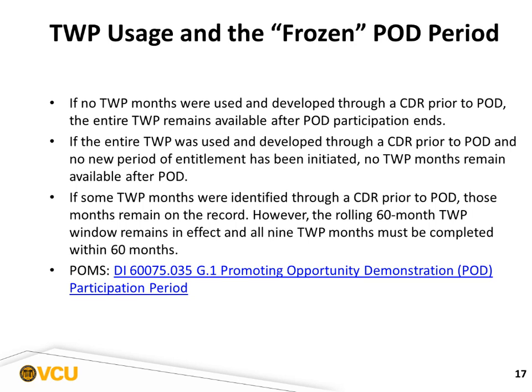Now, the third bullet is where things get a little complicated, but actually the treatment under POD is quite beneficial. If some TWP months were developed through a work CDR before POD, those months remain on the record. When POD ends, the TWP months that occurred more than 60 months ago will no longer count. So your TWP is frozen, but guess what? That whole concept of that rolling 5-year period, that moving 60-month period that keeps moving forward. And remember from initial training, your trial work period can't end until 9 TWP months all occur within the same 60-month period. We'll talk about this a bit more on the next slide.